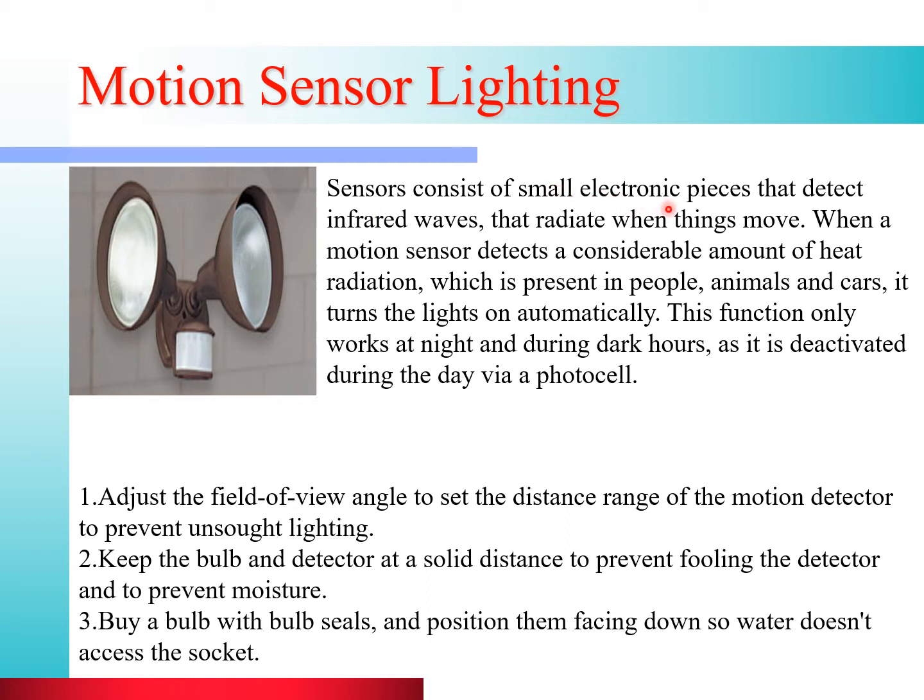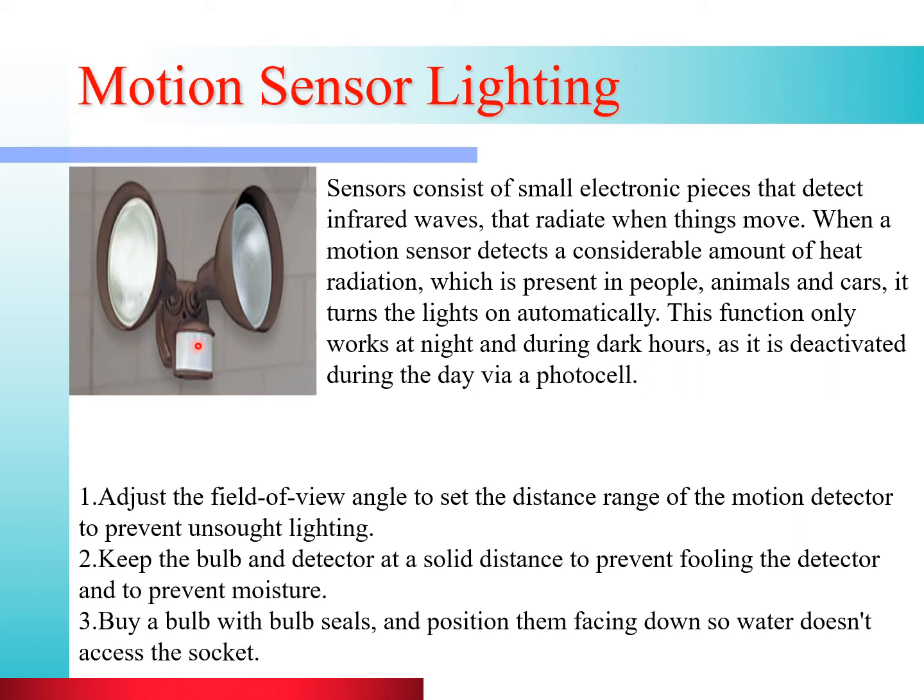Sensors consist of small electronic pieces that detect infrared waves that radiate when things move. When a motion sensor detects a considerable amount of heat radiation, which is present in people, animals and cars, it turns the light on automatically. So here there is a sensor which will sense the heat of a human being or any object.